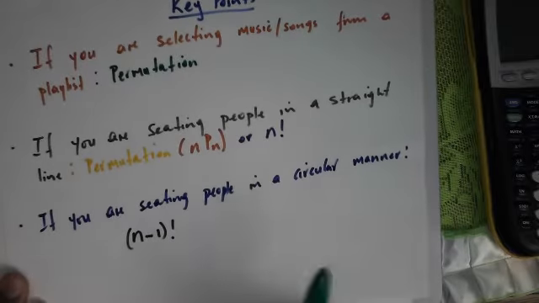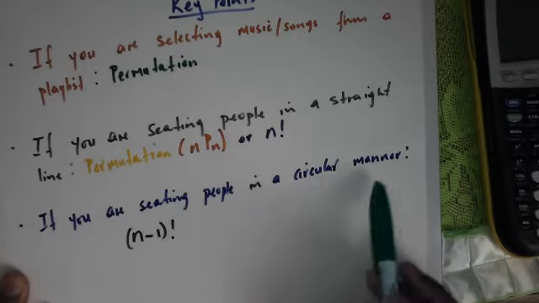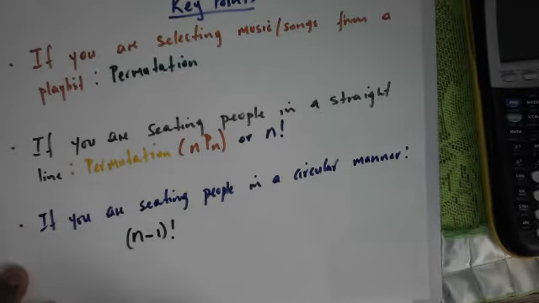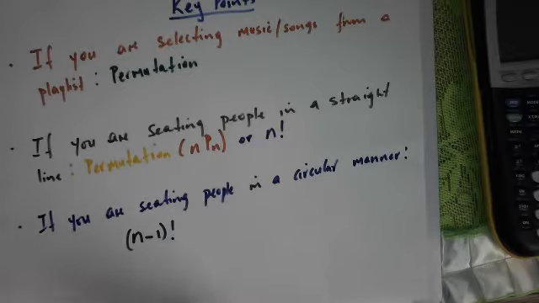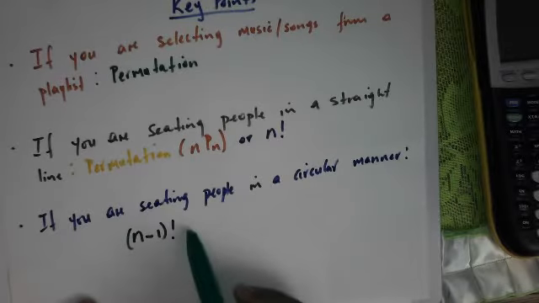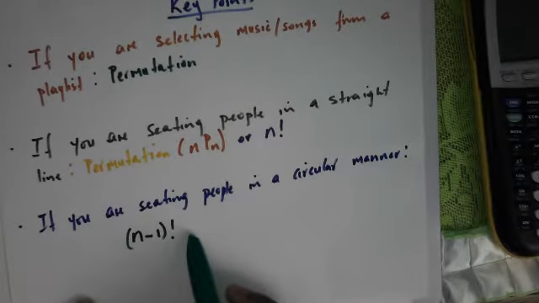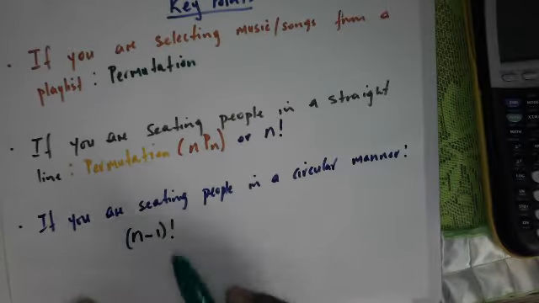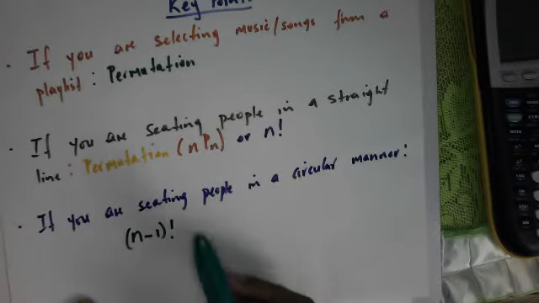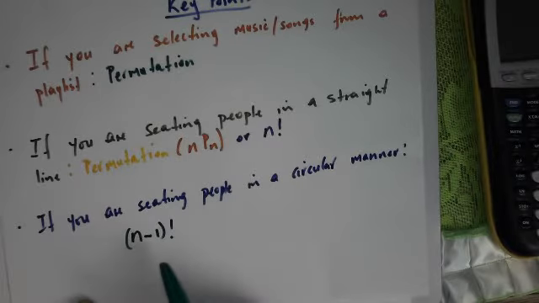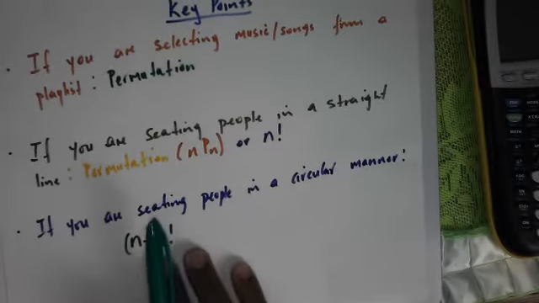If you're seating people in a circular manner, or arranging things in a circular manner, then it is n minus 1 factorial. For example, seating 5 people around a circular table would be 5 minus 1 factorial, which is 4 factorial, and 4 factorial is 24. Alright, now let's look at some examples.